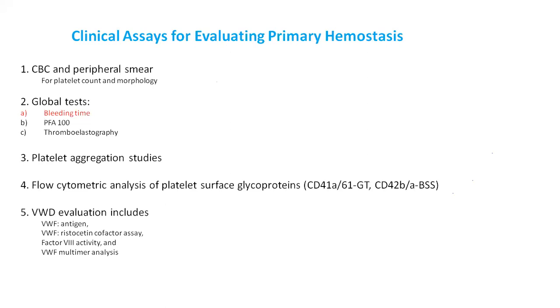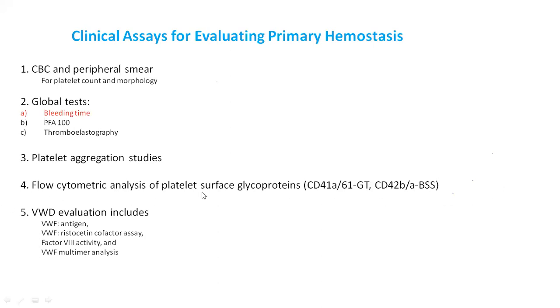So the global tests are bleeding time, and if you have machines and a setup like this, where you have a PFA, platelet function assay 100, and thromboelastography, it's fine. But if you don't have them, don't worry, just do the bleeding test. Platelet aggregation studies are not commonly available. You need to send to very hi-fi centers like CMC Vellore, and it's routinely not done in any lab, even high-end labs like Lalpath, Vimta. The most common center performing these studies in South India is CMC Vellore.